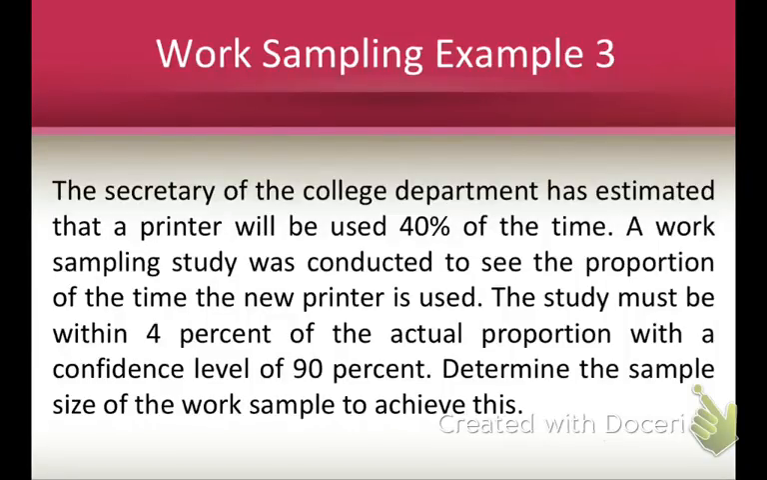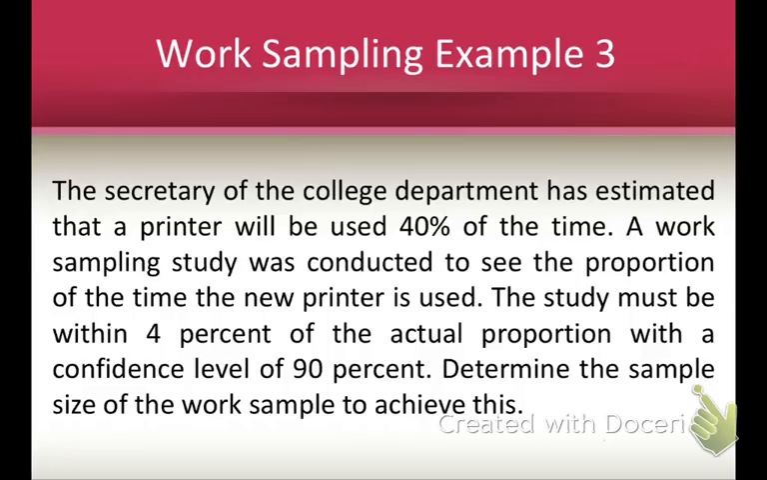Continuing with our example for work sampling, the secretary of the college department has estimated that a printer will be used 40% of the time. A work sampling study was conducted to see the proportion of the time the new printer is used. The study must be within 4% of the actual proportion with a confidence level of 90%. So we want to determine the sample size of the work sample to achieve this.